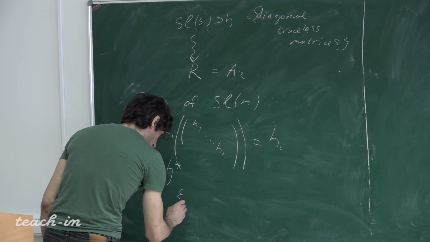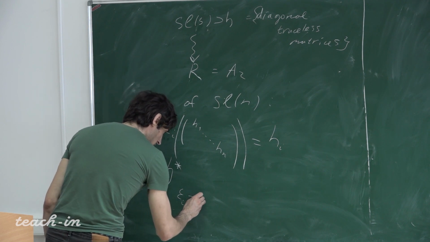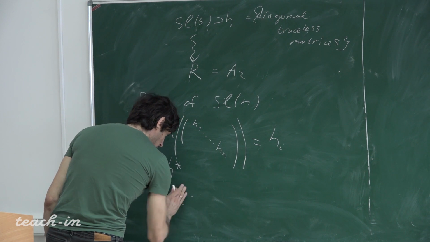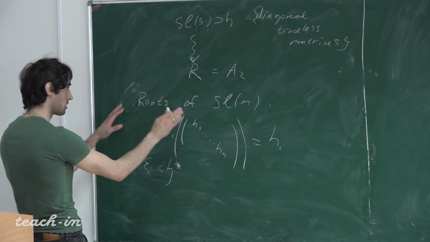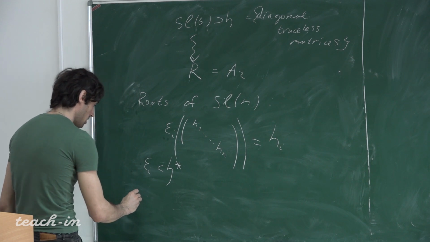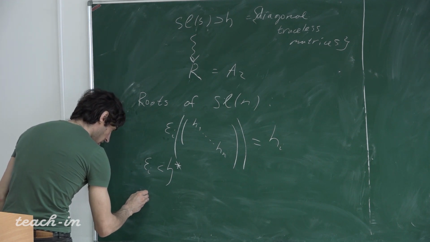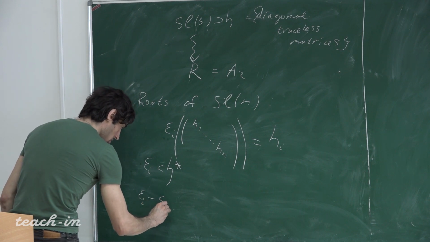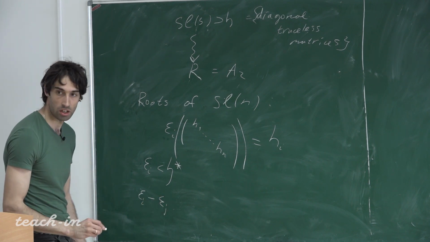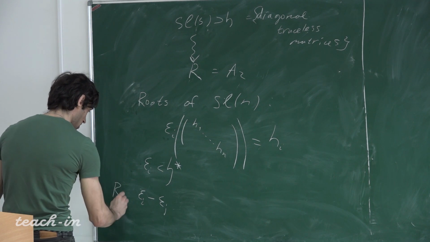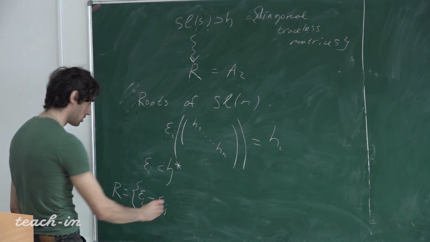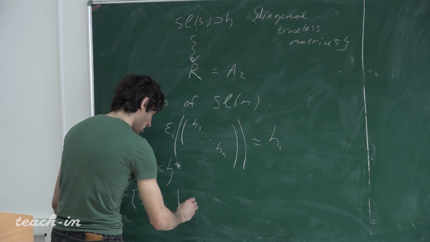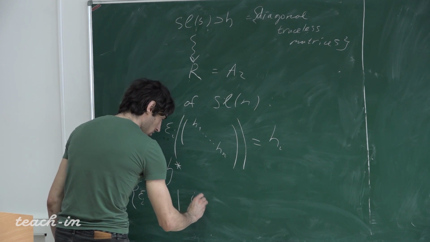Anyways, so what are the roots of SLN? The roots are like this: epsilon I minus epsilon J, where I is not equal to J. This is a reminder, right? This is the root system corresponding to this.